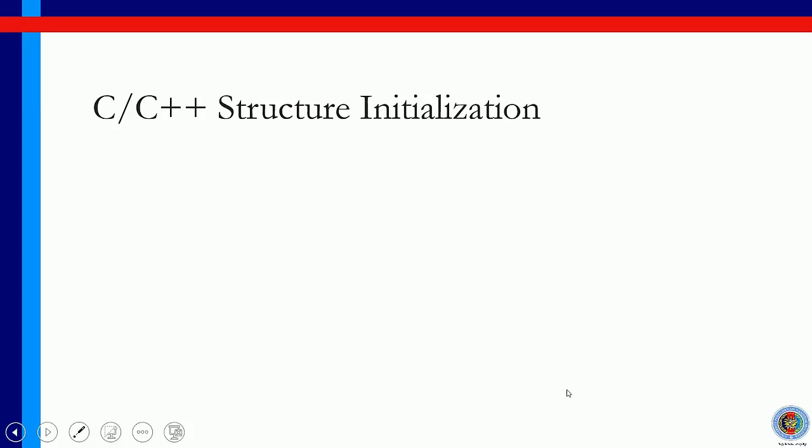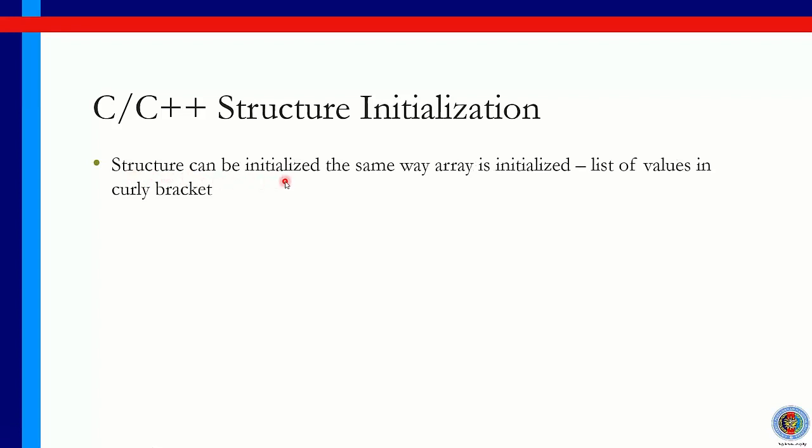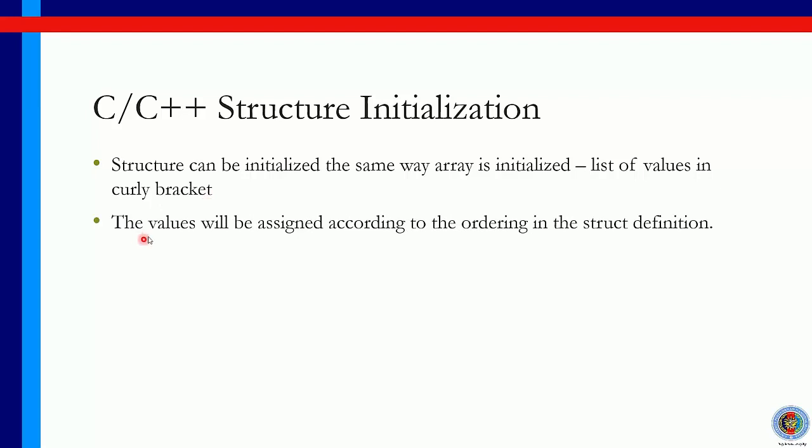Structure is actually just a data type. Regular data types like float, double, and integer, we can initialize when we declare them. Array is also the same case. So structure will have some kind of syntax to allow initialization during declaration. Structure can be initialized the same way array is initialized, by listing the values in curly brackets. The values will be assigned according to the ordering of the structure definition.